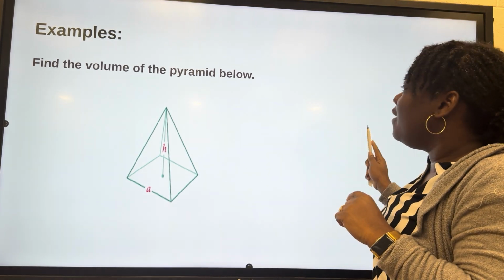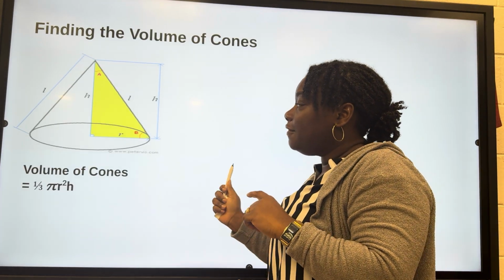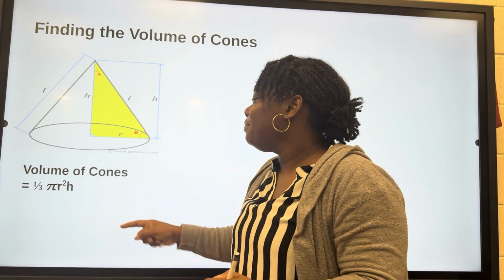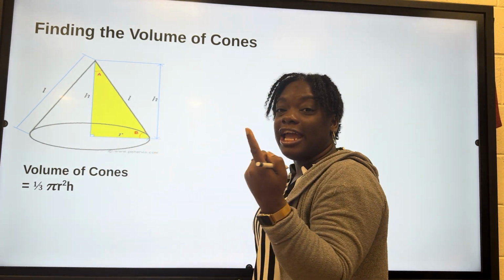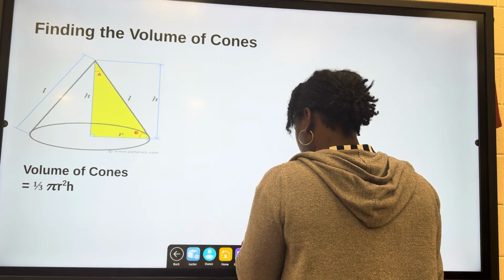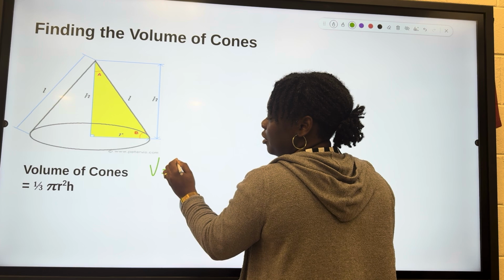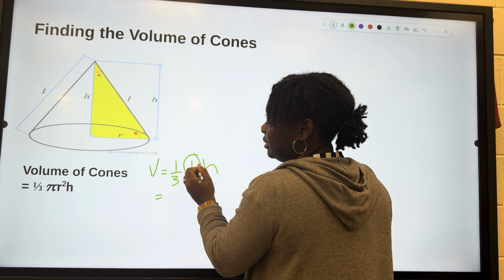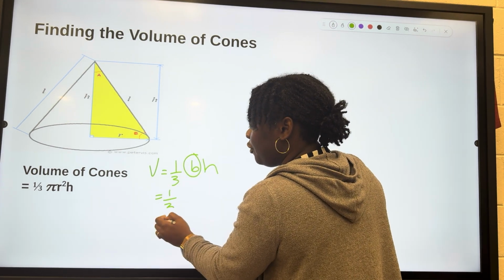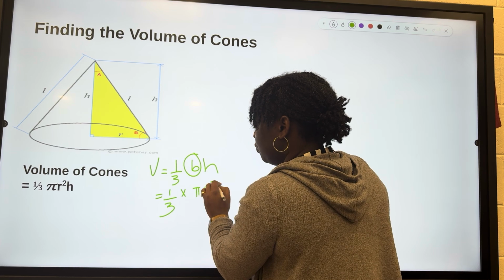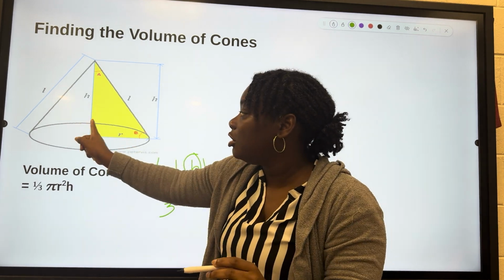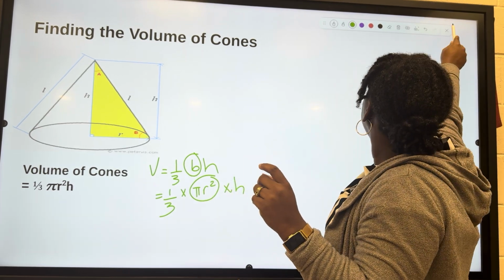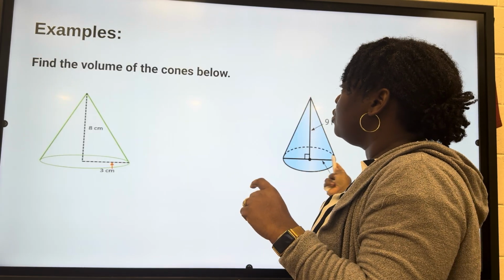Let's look at how we find the volume of a cone. In this case, remember the base of my cone is a circle. How do we find the area of a circle? Remember, we're using the formula 1/3 BH, where B is the base area. So that's 1/3 times pi r squared, because that's how we find the area of a circle, which is my base right there, times height. All right, let's dive right into an example. How do we do that?